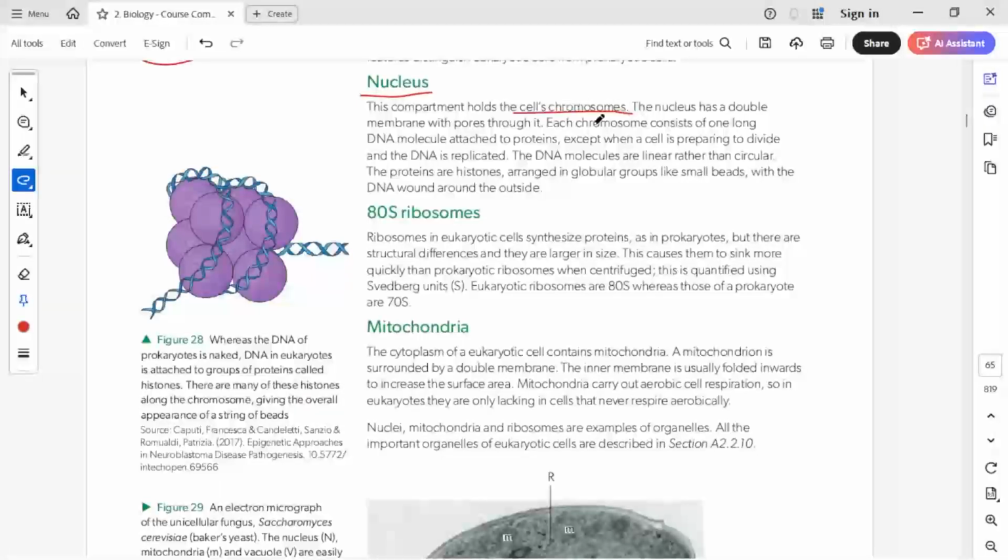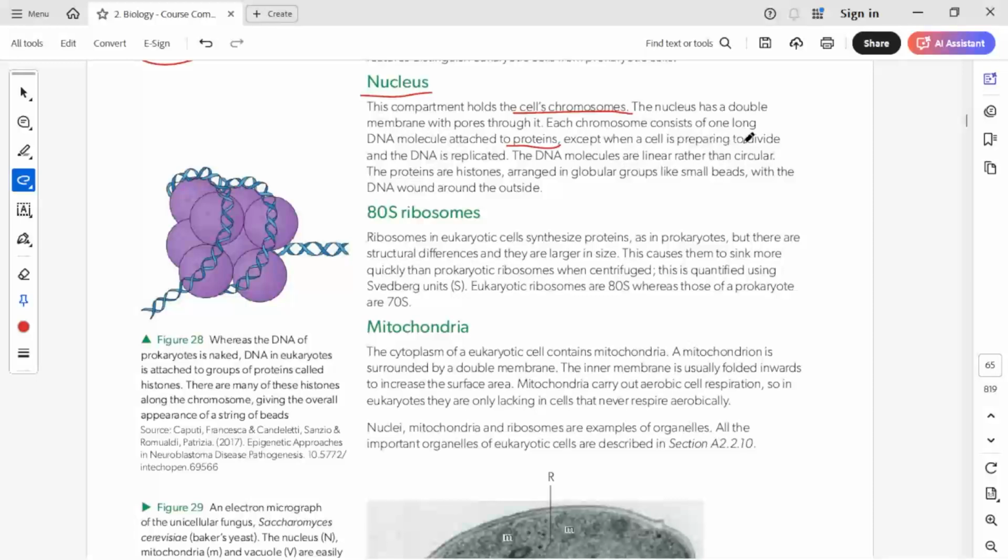The nucleus holds the cell's chromosomes, or the DNA. It is basically a double membrane with pores through it. It has nuclear pores which can easily allow transport or passage of certain particles up to a certain size. Each chromosome consists of one long DNA molecule attached to proteins. Which are the proteins attached to DNA?